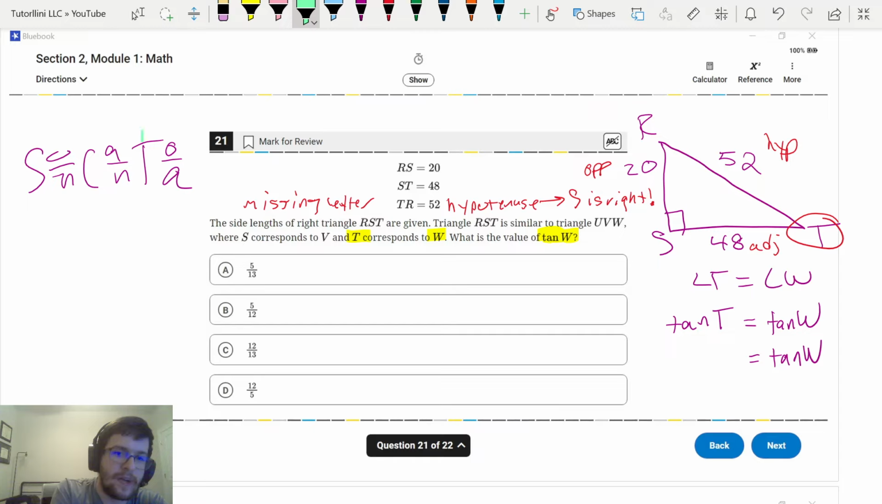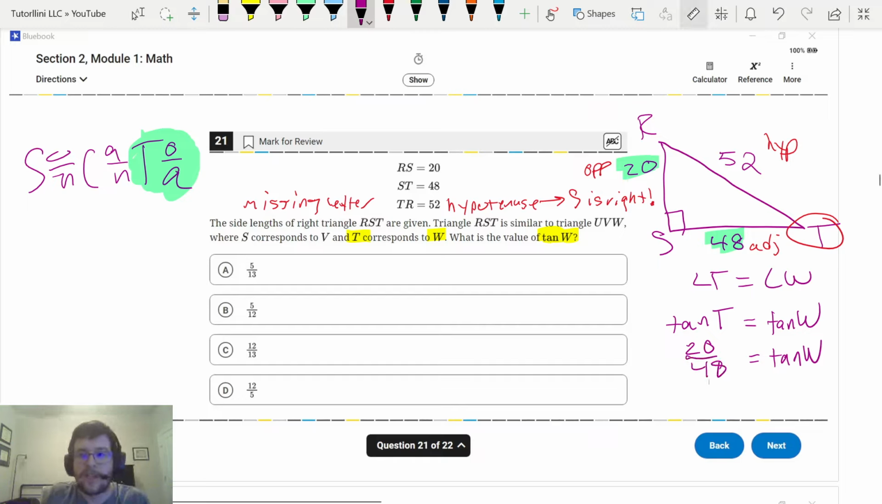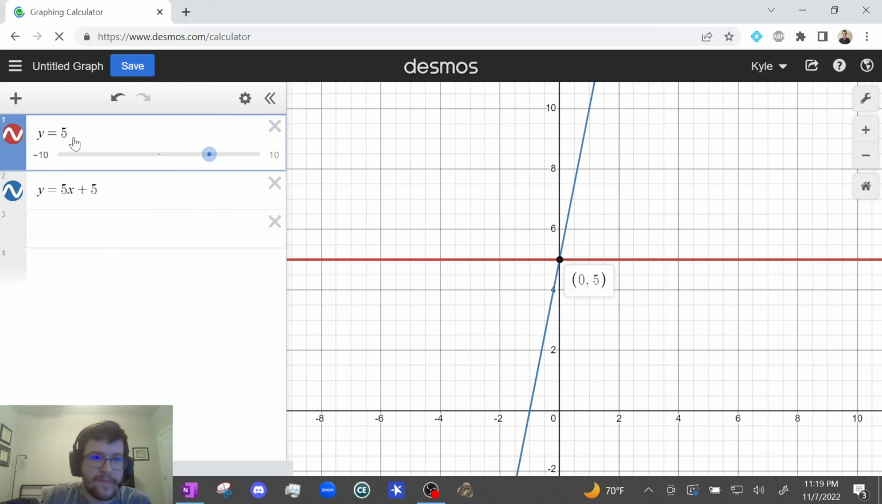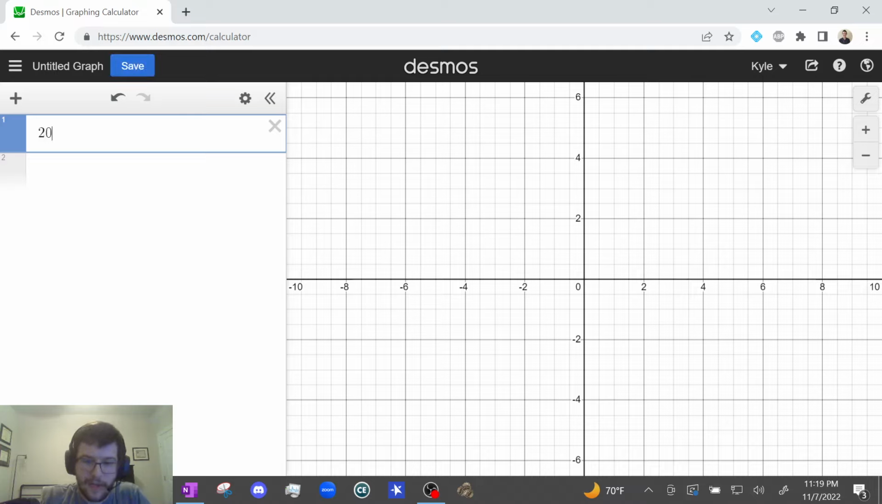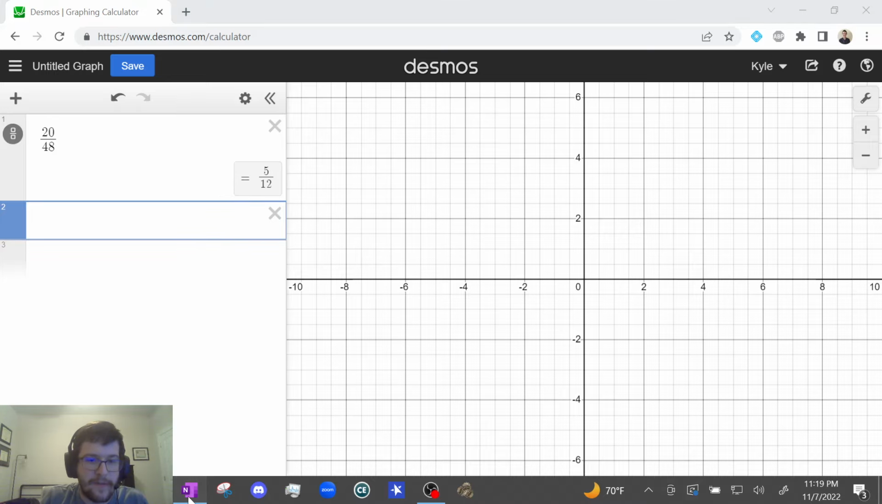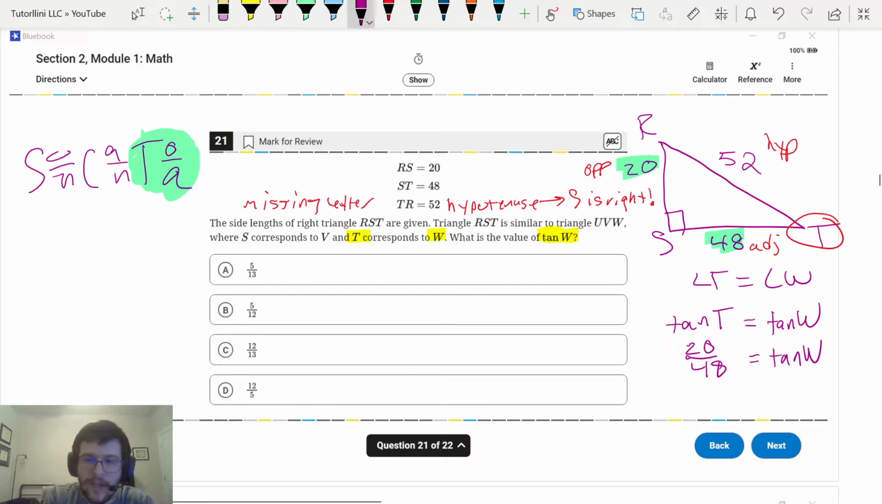So we're going to do tangent is opposite over adjacent. Opposite is this one, adjacent is this one, as we just discussed. So this is 20 over 48. You can now very quickly simplify that either on your TI-84 by typing it in and then pressing math, enter, enter. Or you can go on Desmos and do 20 divided by 48 and then click on this little fraction button over here. And it says 5 over 12. So the answer is 5 over 12 equals tan of W.